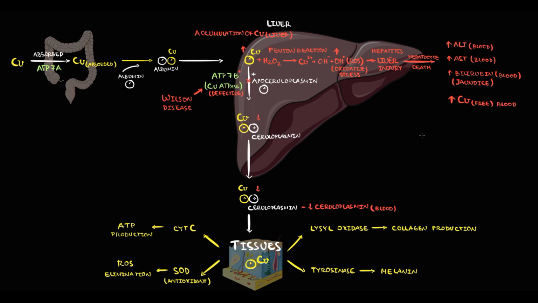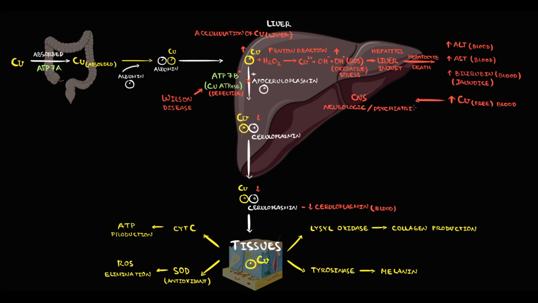The problem is that it's free copper, and we know that copper should never walk alone. These free copper molecules will go to the most metabolically active tissues. First of all, it's the CNS, because free copper can cross the blood-brain barrier. In the CNS, progressive deposition of copper can cause neurologic or psychiatric disease. Usually, CNS injury manifests as dysarthria, dystonia, tremor, or as Parkinsonism.